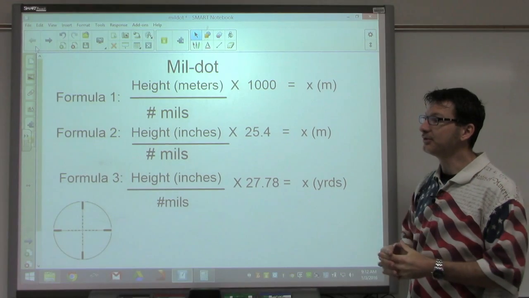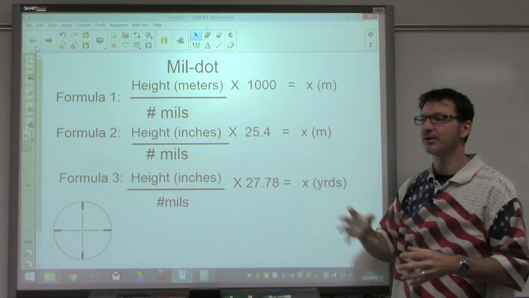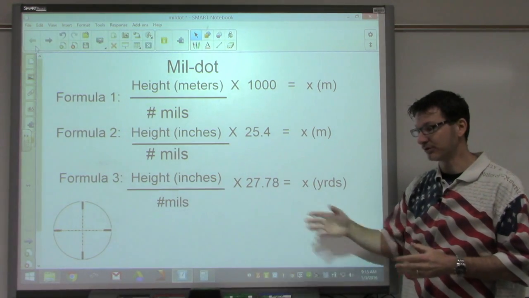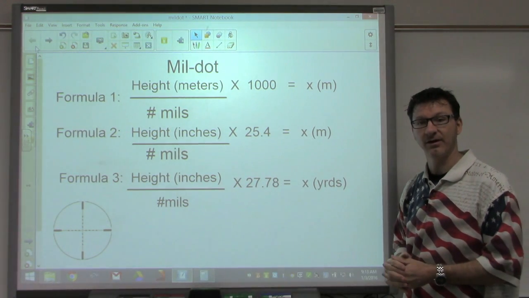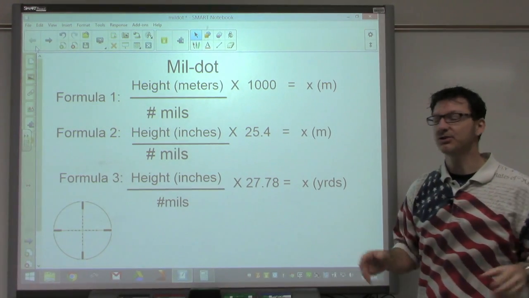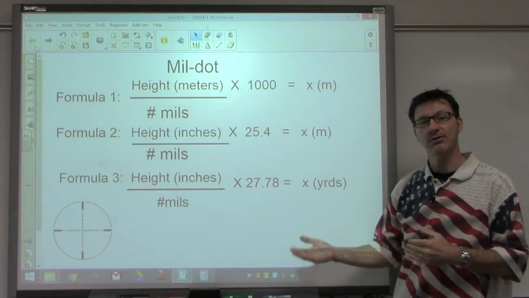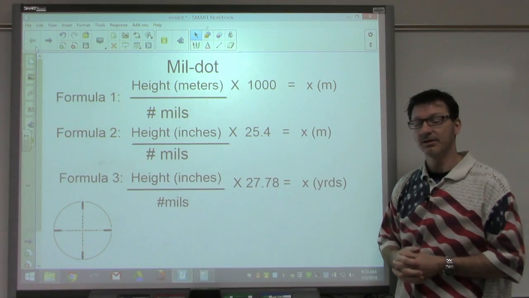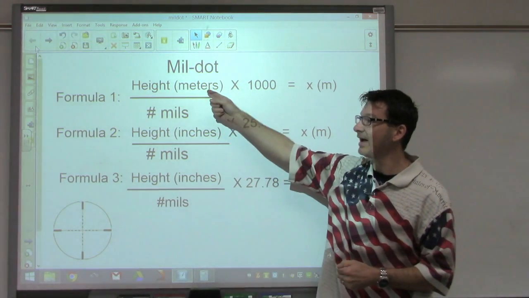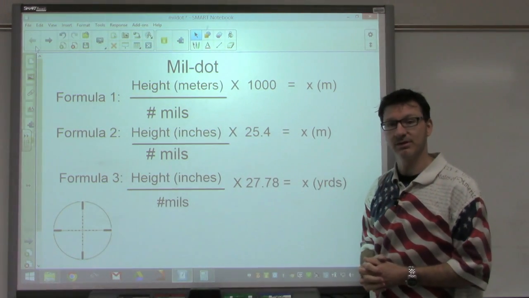This is a very useful tool when you're out there on the range or you're hunting and you don't know how far something is away. If you have a mil-dot reticle scope, then you can calculate how far away that target is. This is just like any other algebraic question. If you know two of these variables, then you can calculate that third variable. This video is going to demonstrate how to calculate the range if you know the height of your target, and you can look through your scope and calculate how many mils there are.